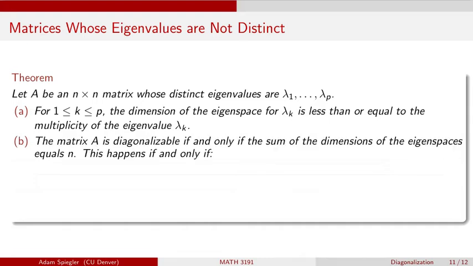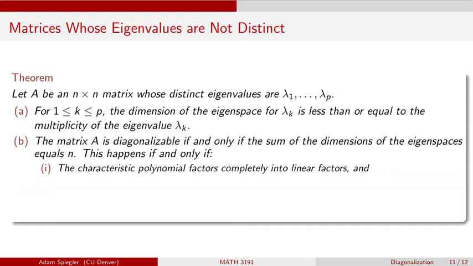So we are going to have a diagonalizable matrix if and only if the sum of the dimensions of all of the eigenspaces adds up to n, which is the number of rows and columns in matrix A. And so this is going to happen if the characteristic polynomial factors completely into linear factors.